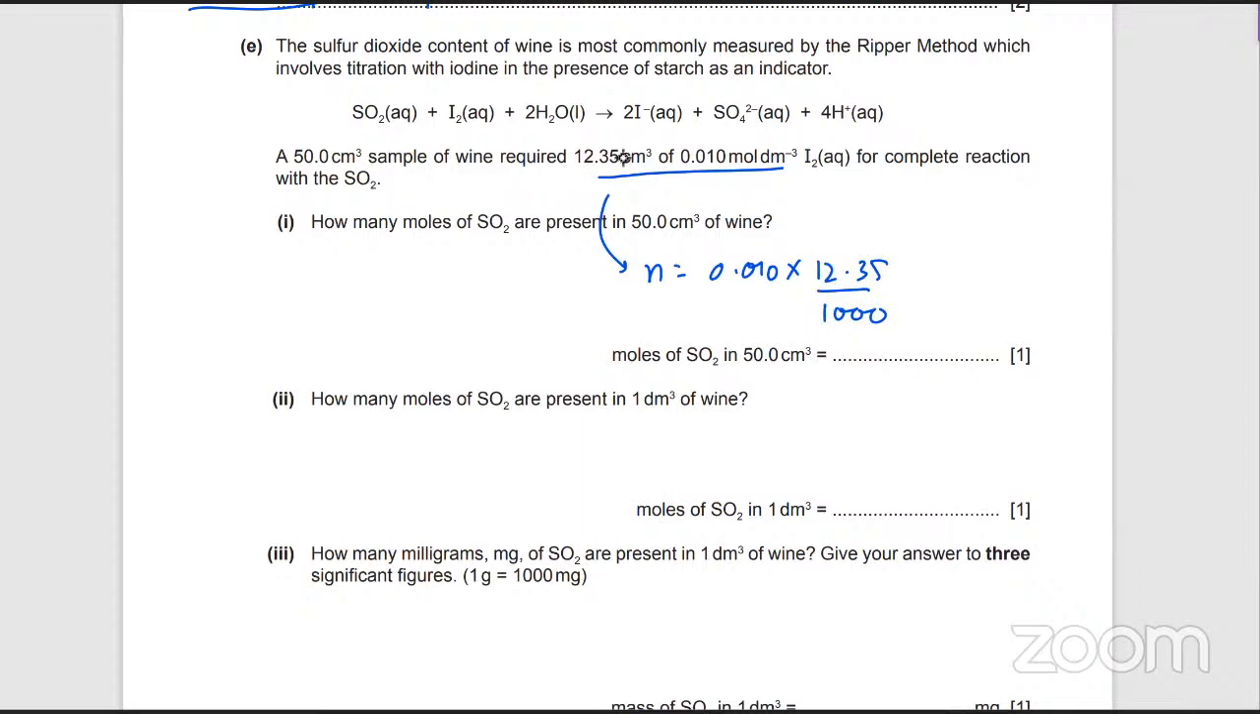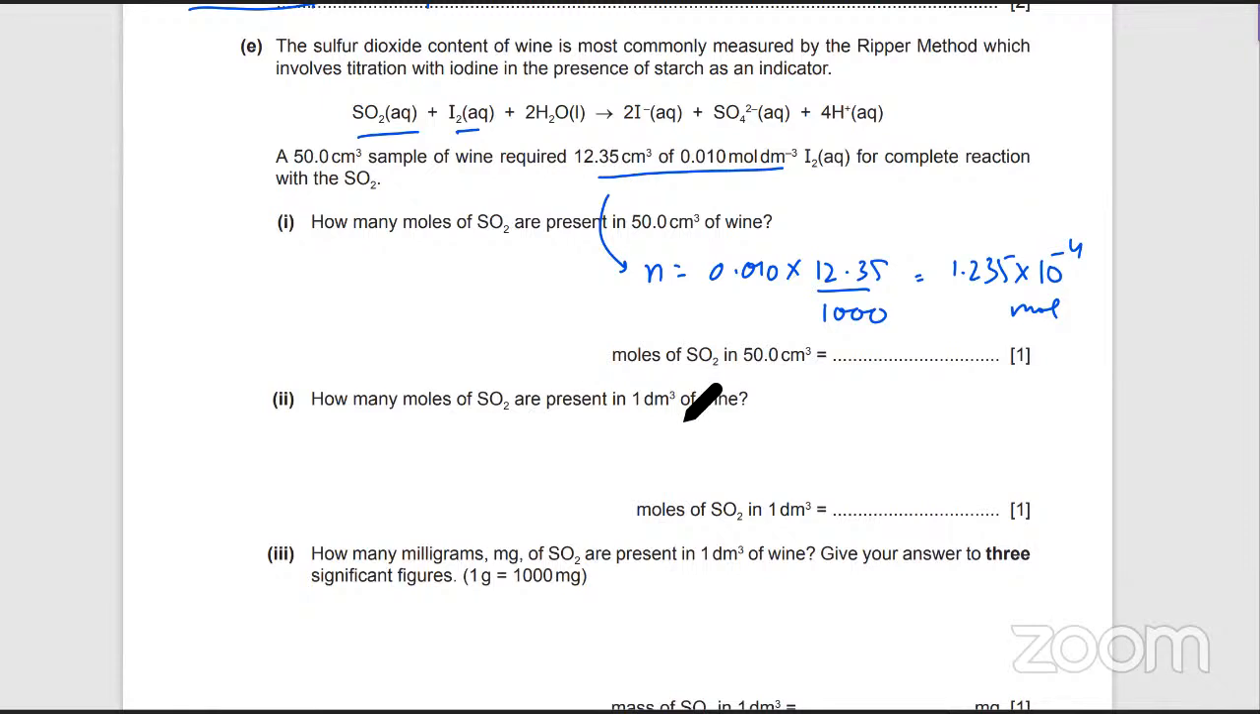Divide by 1,000. Say 1.235 times 10 raised to power minus 4. So 10 power minus 4 moles. So I think SO2 will also have exactly the same moles because it's 1:1, right? So that's SO2 in 50 cm cube of wine.